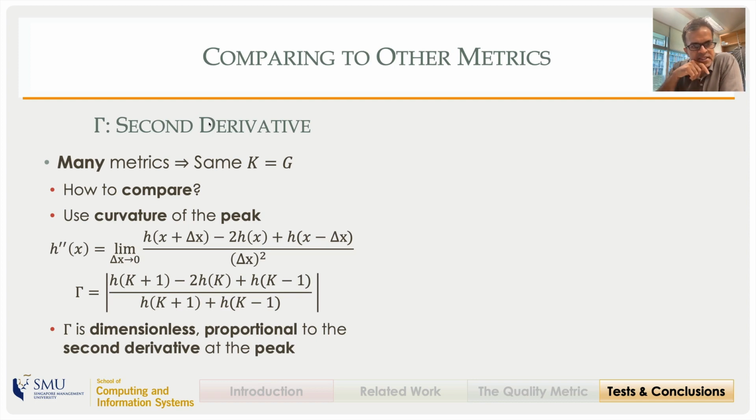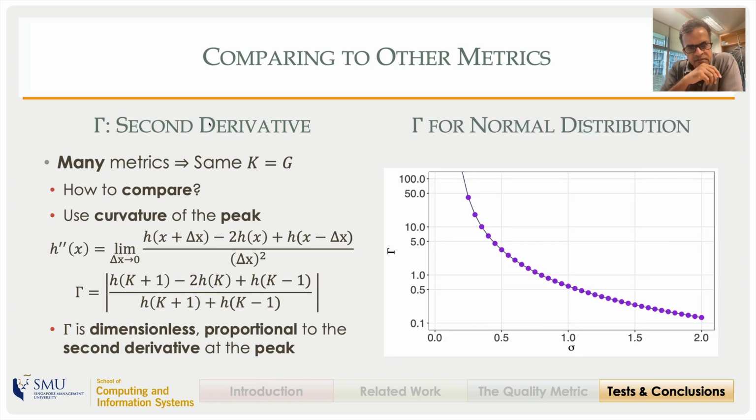In a continuous function, curvature is defined as a second derivative, or is proportional to the second derivative. In a 3-point measurement, that is what you have, and that can be translated to a discrete case, and it was called gamma in our paper, coming from mathematical finance. So gamma is actually a dimensionless entity proportional to the second derivative at the peak. If gamma is high, that means the peak is well defined.